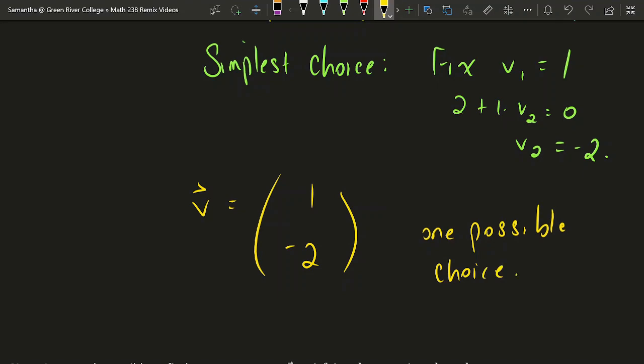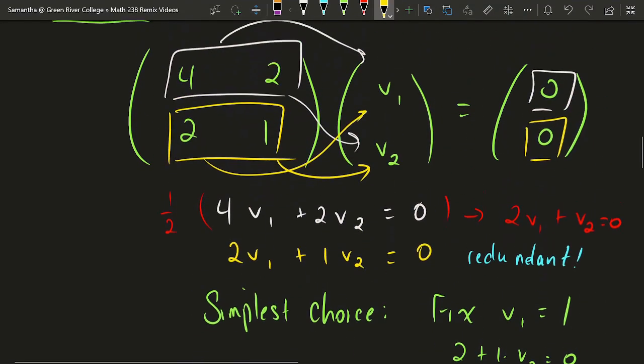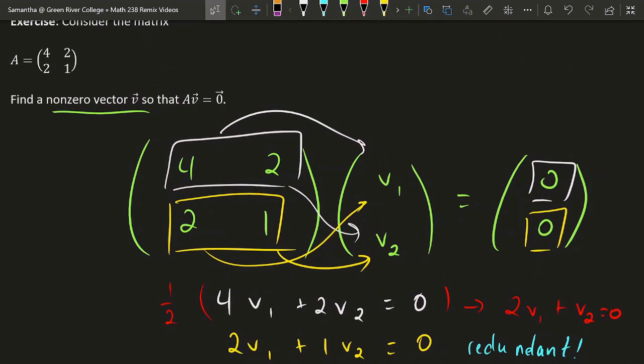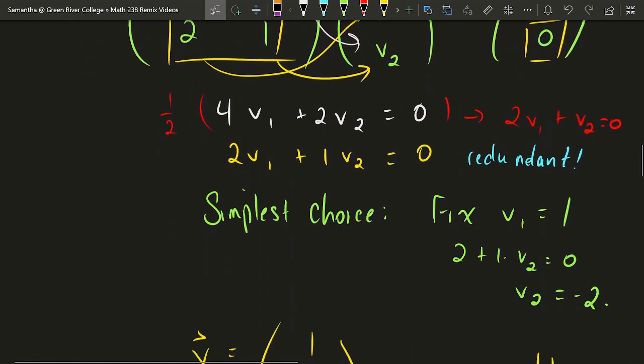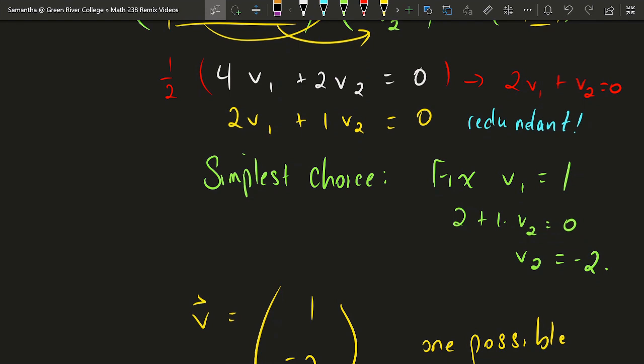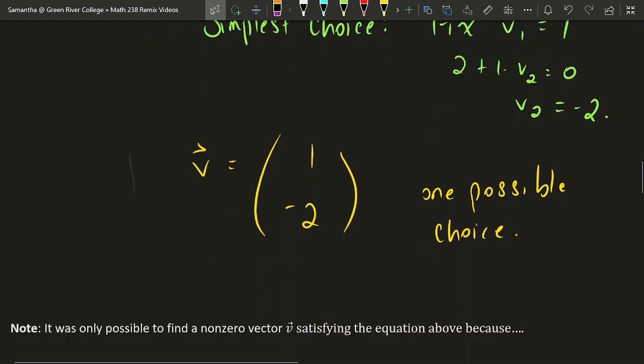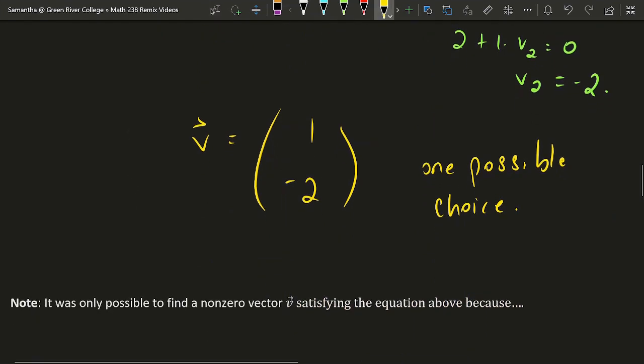It's not the only vector that would satisfy the requirements in this problem. For example, if I had chosen a different v1, if I had chosen v1 equals, for example, 3, then v2 would have had to be -6 to match. So 3, minus 6 would be another possible answer to this question.